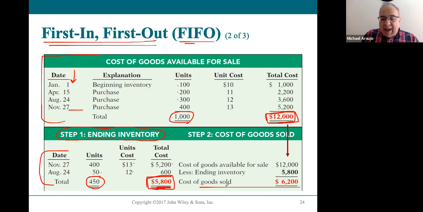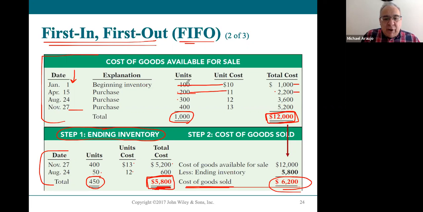But of course, you know, in math, you can prove this number. How do we prove that $6,200 is correct? Well, we simply can prove it by going over the ones that have been sold. These 100 have been sold, which means all this $1,000 is part of that. These 200 have been sold, right? Because you sold 550 of them. So these 100 are gone. These 200 are gone. So that means this 2,200 is part of that.